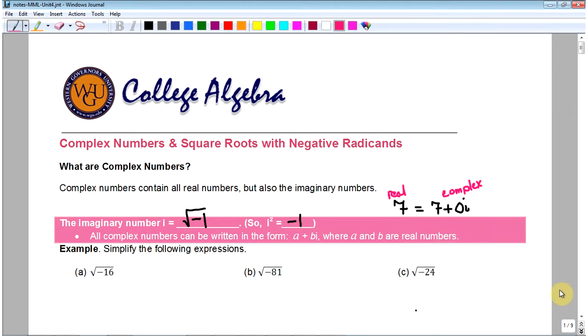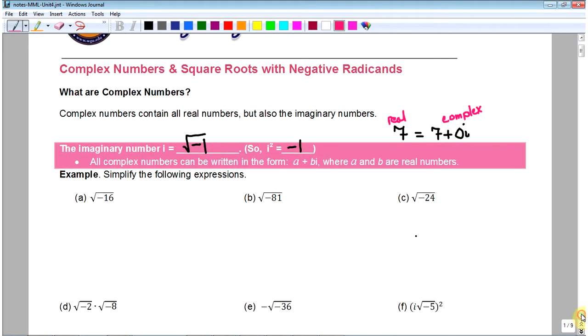In this example, we are to simplify the following expressions. So we want to be mindful that the imaginary number i is equal to the square root of -1. The first thing I'm going to do in evaluating the square root of -16 is rewrite it as the square root of -1 times 16. And then we can break this up into the square root of -1 times the square root of 16.